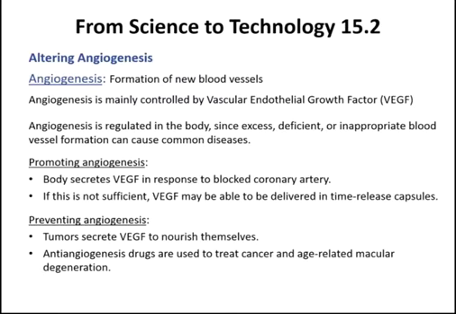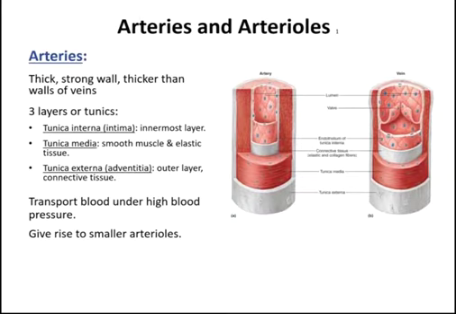It's also useful in macular degeneration. So arteries, a little more specific, are the thick-walled ones. They have 3 layers, like we talked about. The innermost layer is hopefully smooth, right? It's going to be some type of epithelial tissue, usually simple squamous epithelium.